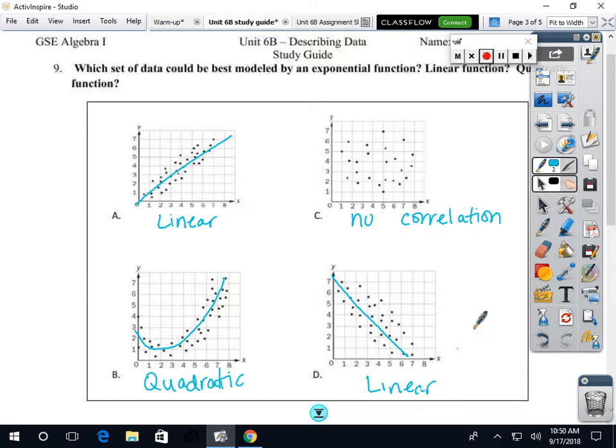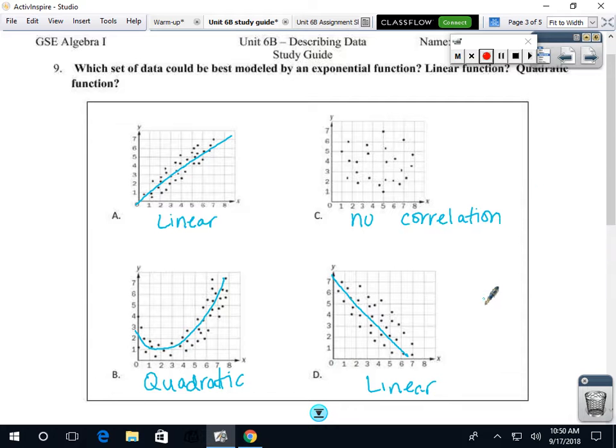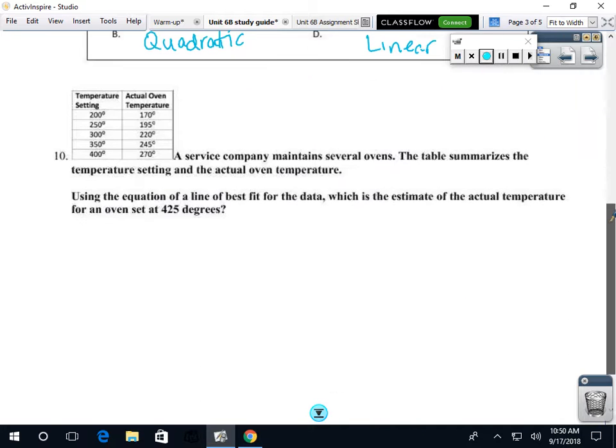Exponential is a curve, so it would start out kind of looking like a line, but then it would start curving like this, kind of like half of a U. It never goes back up on this side. It goes straight. That's what exponential looks like. Okay? All right, now let's look at number 10.